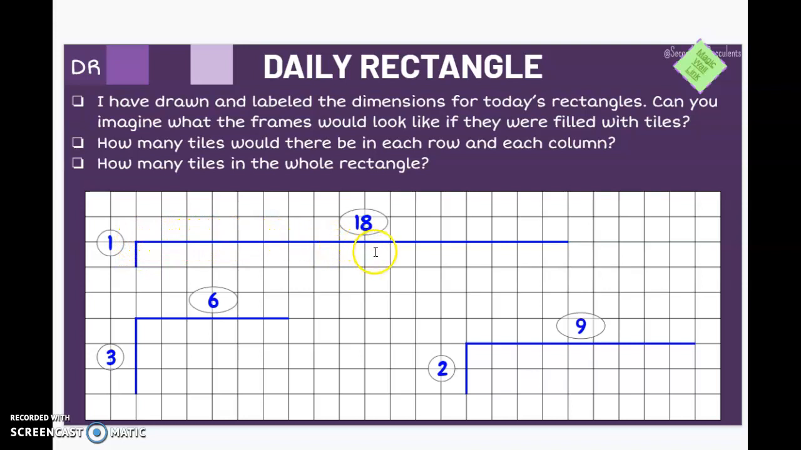Can you imagine a rectangle inside of this blue outline? How about this one down here? Imagine this filled up with tiles. Put this one over here. What would it look like? How many tiles do you think there would be in each row and each column of these frames? How many tiles would be in each rectangle altogether?